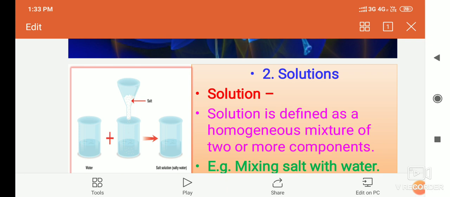We see what is meant by homogeneous mixture. Homo means same and genus means type. It creates a true solution. Same type of substances are used in this particular mixture, having similar chemical behavior.